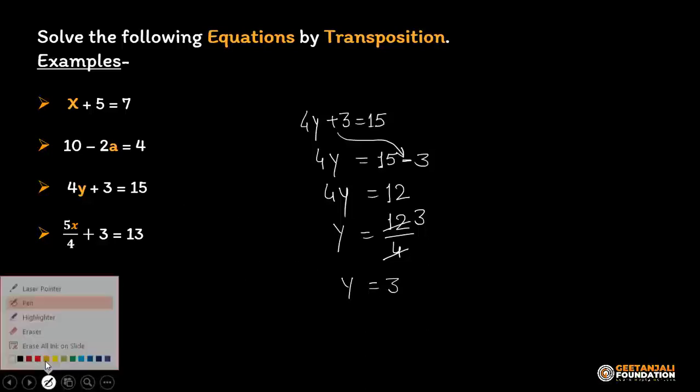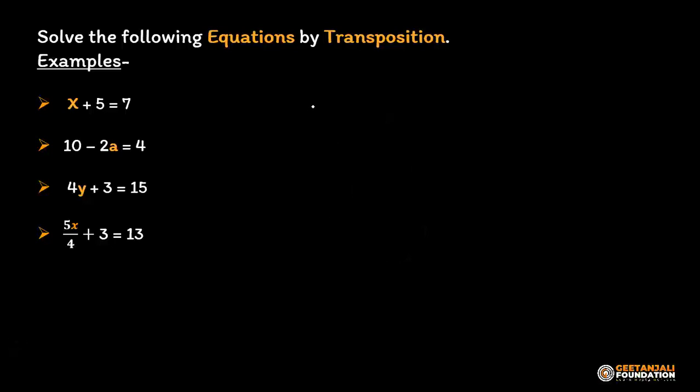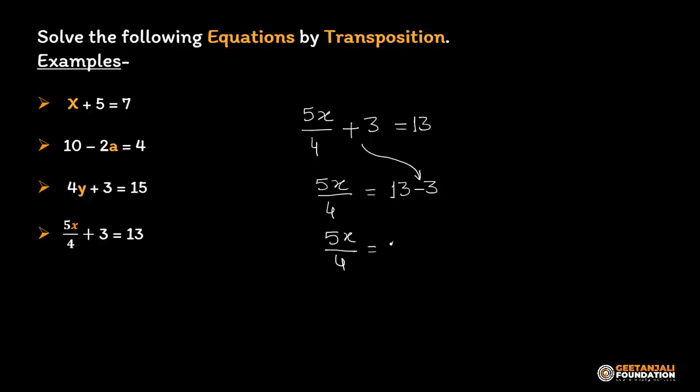Now let's take the last example. In this example we have 5x divided by 4 plus 3 is equals to 13. Now first we deal with this 3 because this is the second term. We will deal with everything term by term, so we will not touch this term. This will remain as it is. We take this 3 to the right side and it will become 13 minus 3. This plus became minus. So 5x divided by 4 is equals to 10.